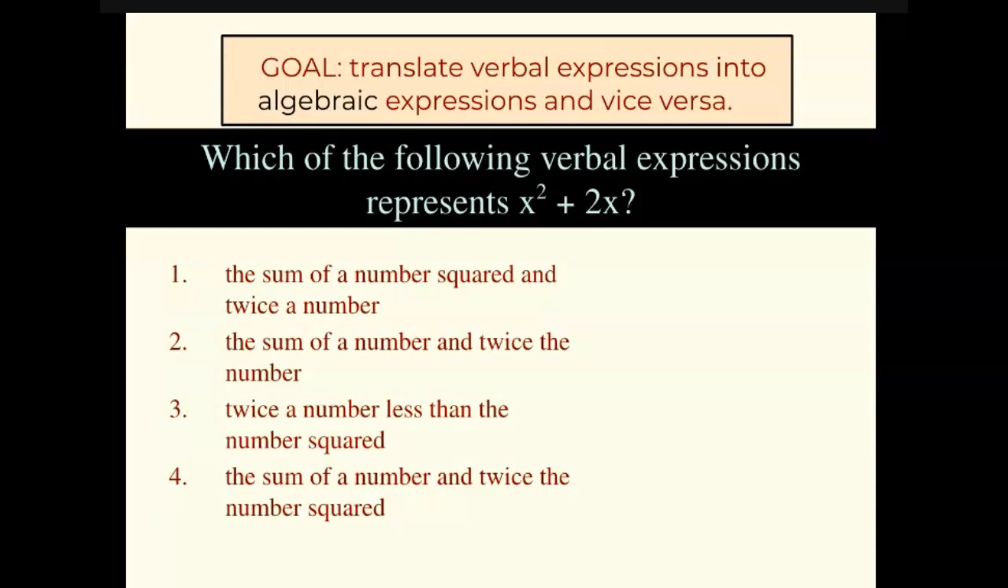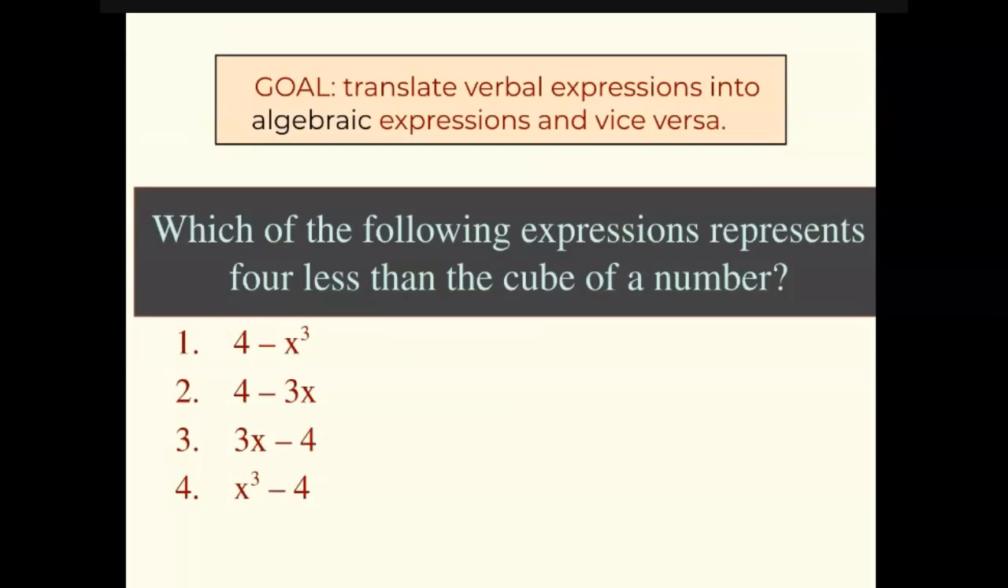X squared plus 2x. Dania said 1. The sum of a number squared and twice a number. Haley said also 1. Ryan said 1. Are you sure, guys? That's your answer? Let's see. Fiona said 1. You guys are correct. Lisa and Eka said exactly the same. The sum of the number squared and twice the number.